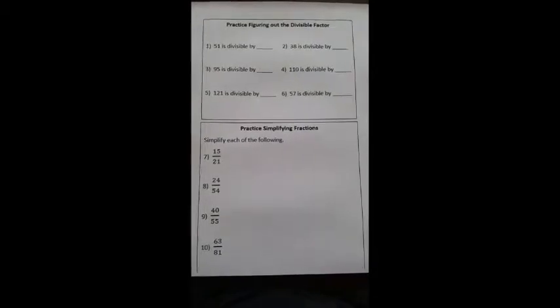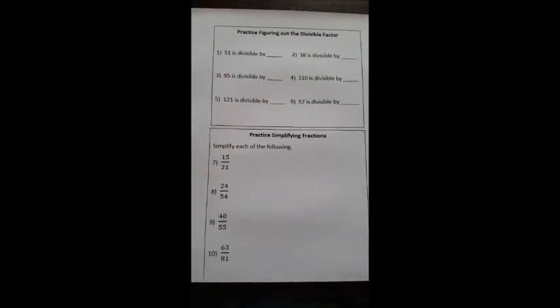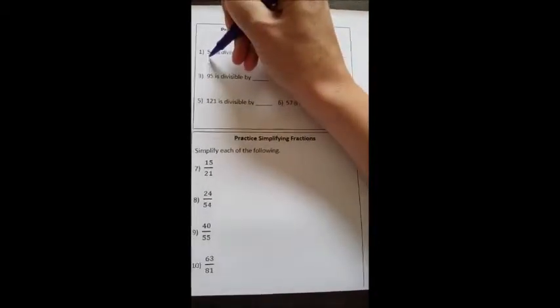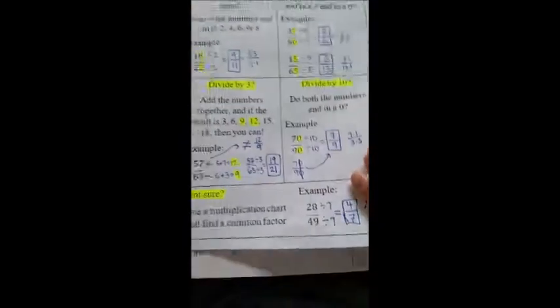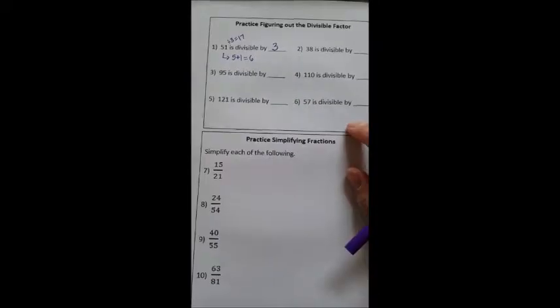Now you should be on the back of your sheet, and you should try 1 through 6 on your own before continuing. So let's see how you did. Number 1, 51. So you should be looking at, it doesn't end in a 2, it doesn't end in a 5 or a 0. So you're checking to see if it's divisible by 3. So you're going to do 5 plus 1. That'll equal 6. And on our sheet from earlier, you look at divide by 3, 6 is one of the numbers that means you can divide by 3. So 51, if you divide by 3, it equals 17. So therefore the answer, it is divisible by 3.